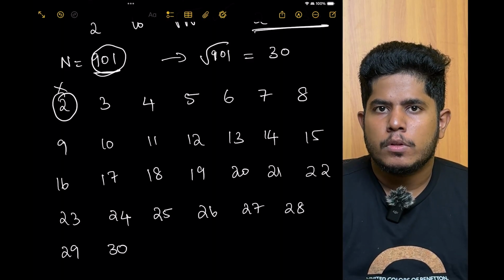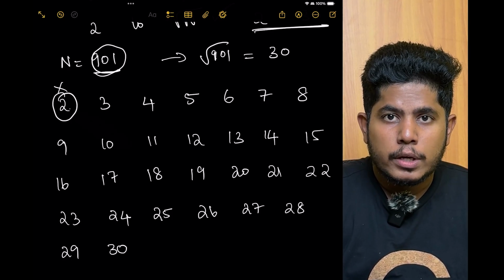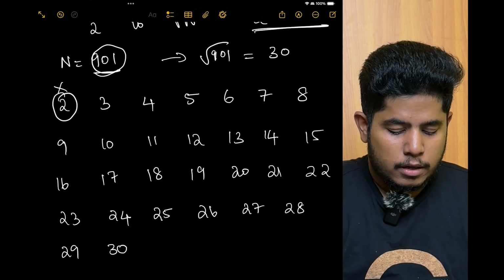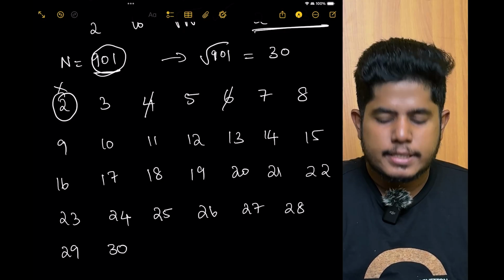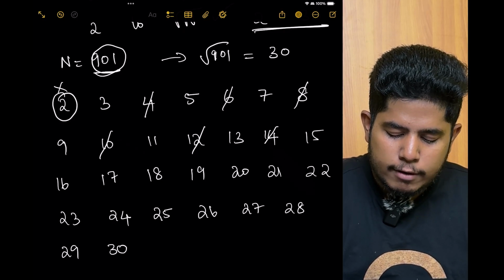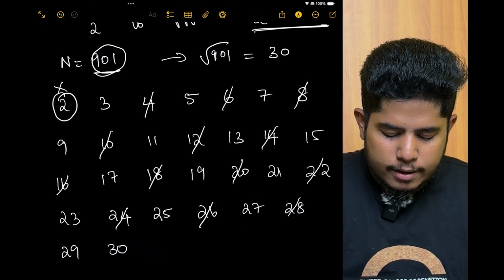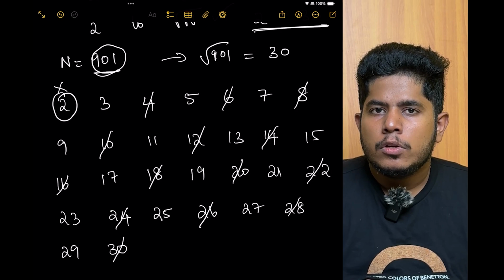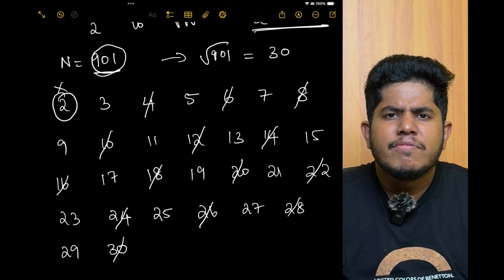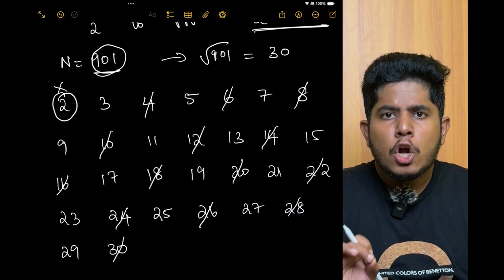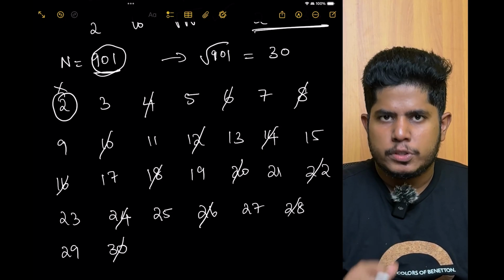Simple maths. So which means if 901 is not divisible by 2, it is an indirect statement that it will not be divisible by 4, it will not be divisible by 6, it will not be divisible by 8, 10, 12, 14, 16, 18, 20, 22, 24, 26, 28, 30. We need not check all these numbers, 4, 6, 8. We need not check and waste. Okay, similarly, we will proceed further.